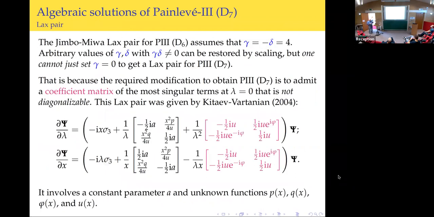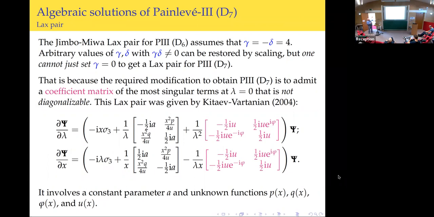All right. So the game begins with thinking about the Lax pair for the equation at hand. And we showed you what that was for the D6 equation, the generic Painlevé III equation. That was the one that Jimbo and Miwa gave in their paper, and that assumes, the way they write it, gamma and minus delta both equal to 4. But we talked about the fact that you can scale the equation to get any values that you like of gamma and delta, provided the product of them is not 0.